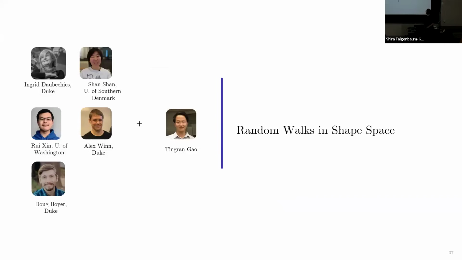So this is a joint project with Ingrid, Shanshan, who is in Denmark, and two undergraduate students, Ray and Alex. Ray is now in Washington and Alex moved to his PhD at UNC. Doug Boyer from the evolutionary department, and Tingran Gao, who started this research. And basically he is the one that proposed the random walks on the shape spaces. And we'll see where this research goes today.